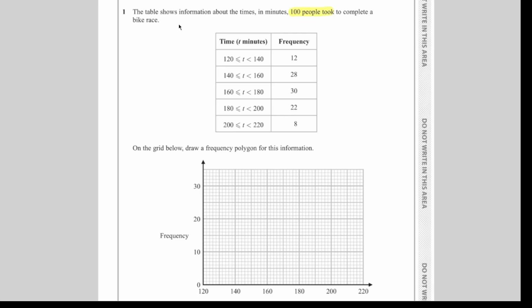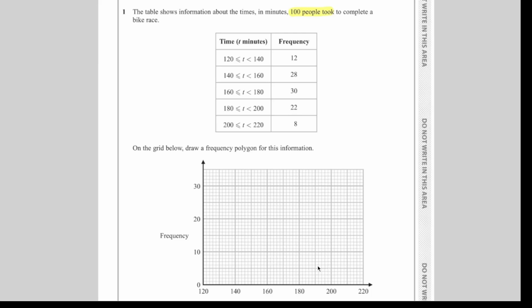The table shows information about the times in minutes 100 people took to complete a bike race. This is the table. On the grid below, draw a frequency polygon for this information. Now we need to draw a frequency polygon.